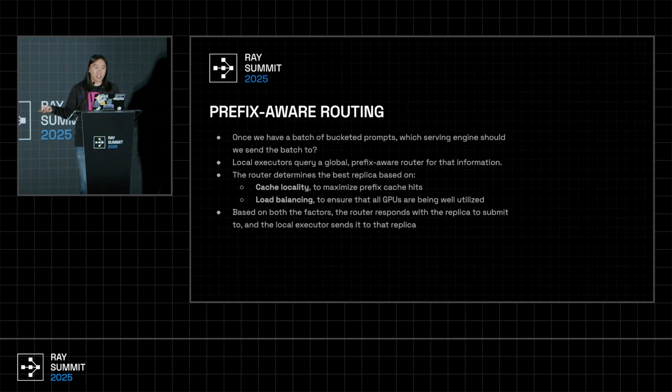Which LLM should we actually send it to? Well, that's where prefix-aware routing comes from. What we do here is the local executors, once they have a bucket ready, query a global prefix-aware router to ask it where it should send the batch of prompts to. The router determines the best replica of the serving engine to send it to via two different considerations.